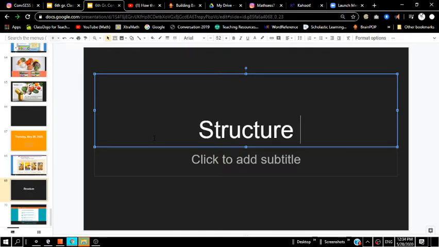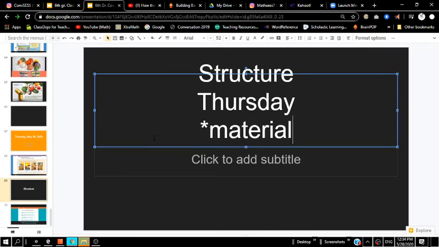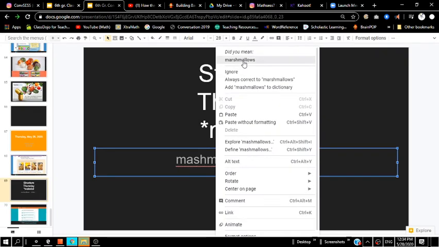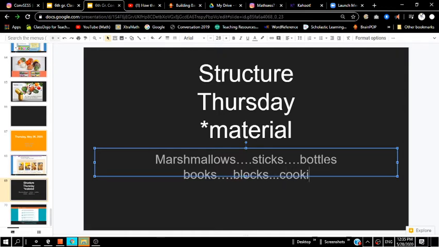So for next class, next Thursday, you need to bring your own material so that you can make your own structure. For example, you could bring in marshmallows, popsicle sticks, you could bring in, what other things could you bring in? Plastic bottles, you could bring in books, blocks, maybe even cookies that are shaped like blocks, okay?